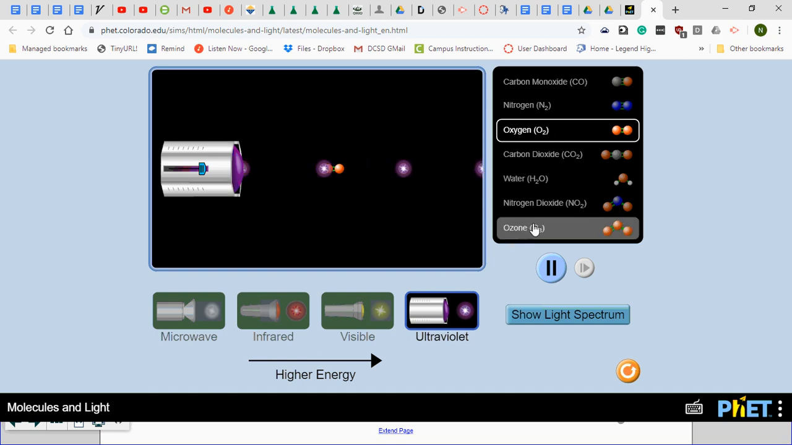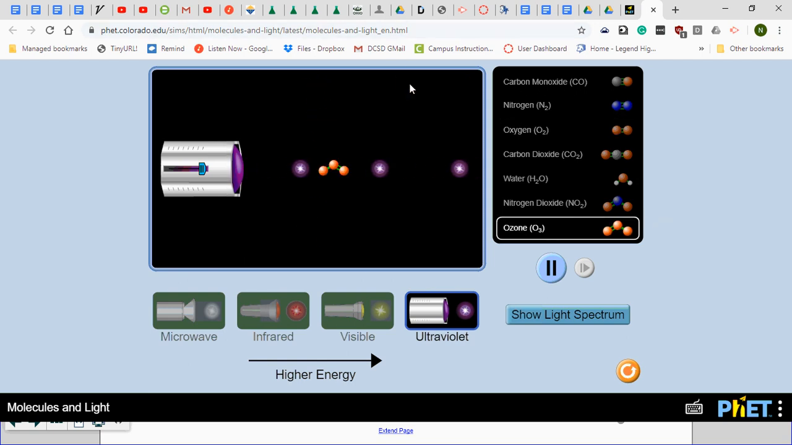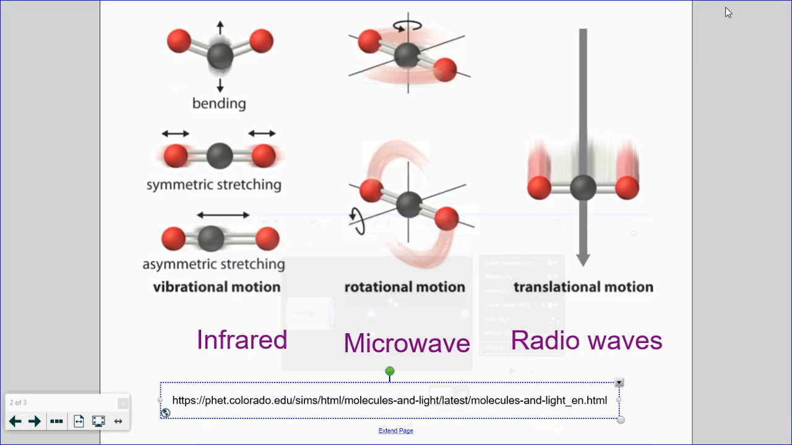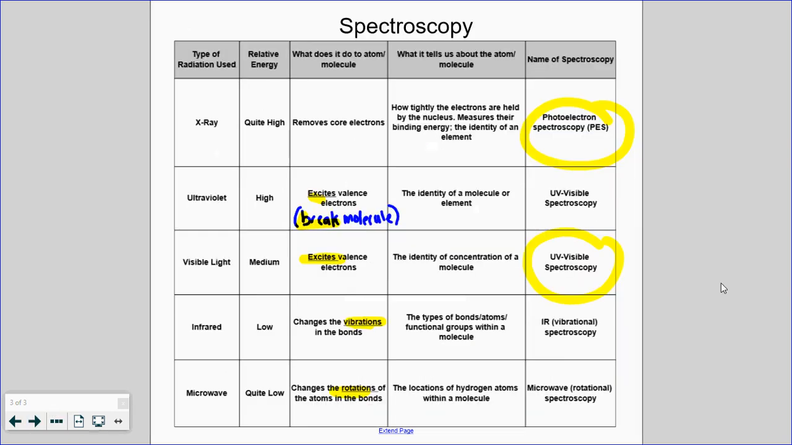The one exception is we have ozone in the atmosphere. It does, and you can see it breaks that single bond when it absorbs it, makes O2, and that's why ozone in the upper atmosphere is nice because it absorbs some of this ultraviolet light so it doesn't hit us. So that's just a visual on what different things do. So going back to this here, this kind of just is a breakdown of everything.